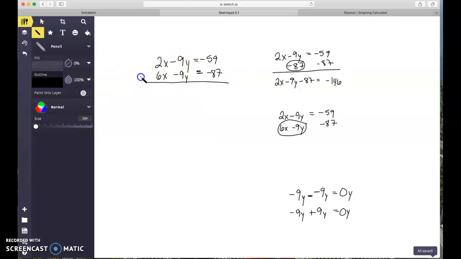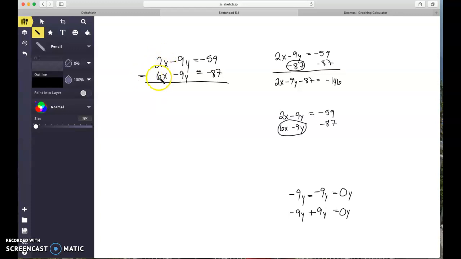So in this case, I'm going to subtract my entire expression down. Now, the nice thing is when you have your equations written in standard form, they're already set up to combine like terms, right? So you just subtract down.